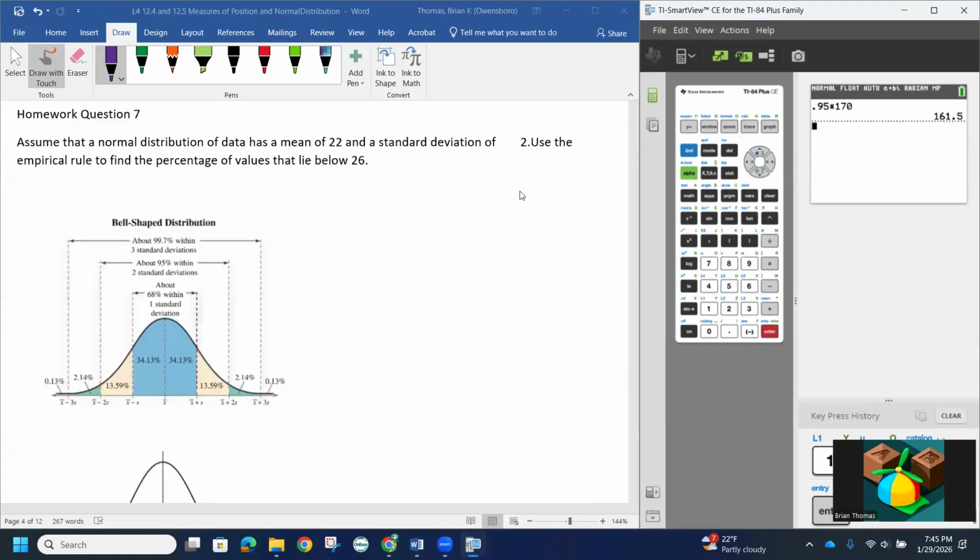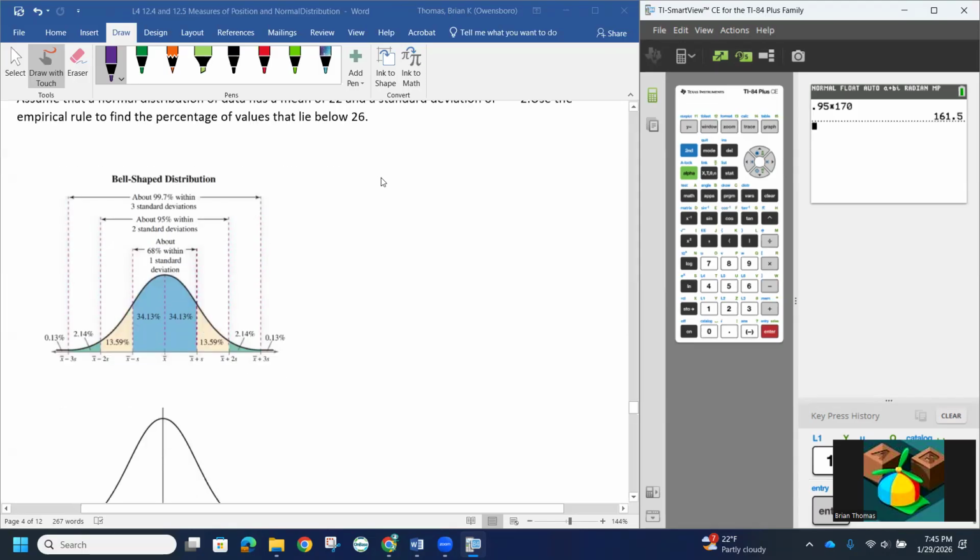Okay. So question 7 says, assume that a normal distribution of data has a mean of 22 and a standard deviation of 2. Use the empirical rule to find the percentage values that lie below 26.